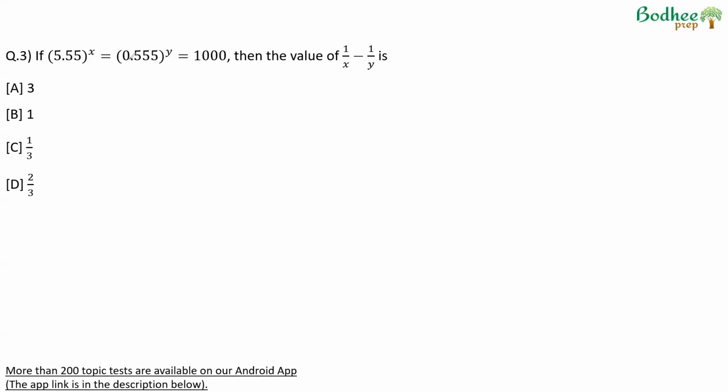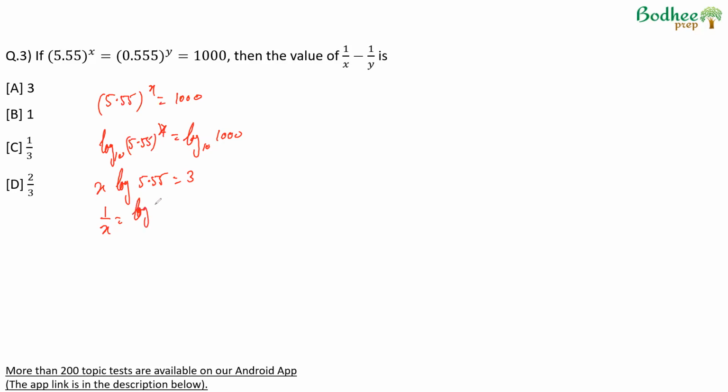5.55 to the power x is equal to 0.555 to the power y is equal to 1000. Find the value of 1 by x minus 1 by y. So what we do is we write 5.55 to the power x is equal to 1000, taking log to the base 10. We will get log of 1000 to the base 10 will be 3. So this becomes x into log of 5.55 is equal to, this is 10 cubed, so 3, which means 1 by x, taking x here will be nothing but 1 by x.